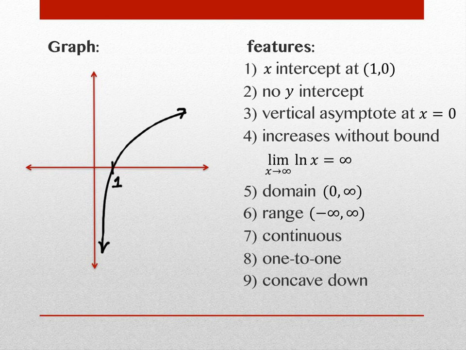There is no y-intercept. Right? It doesn't cross the y-axis. And in particular, it's not crossing the y-axis because there's actually a vertical asymptote at the y-axis. And the equation for the y-axis is x equals 0. So there's a vertical asymptote at the line x equals 0.